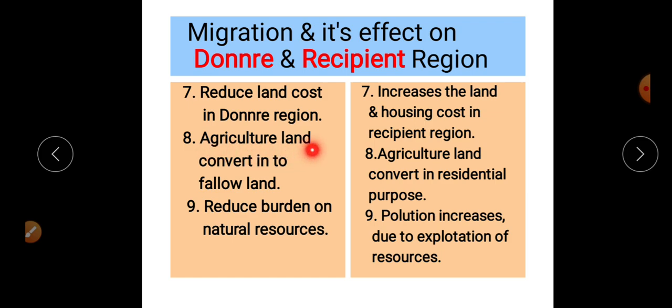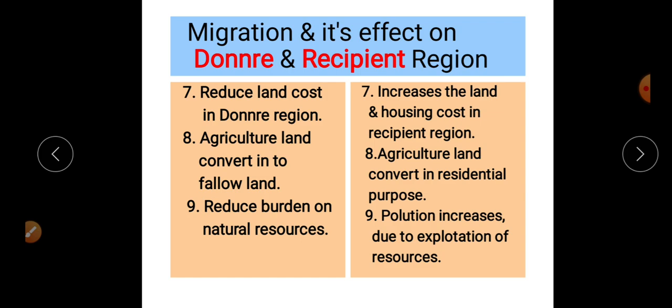Then eighth, agricultural land converts into fallow land in a donor area. The agricultural land remains totally without cultivation for more than one year only because of the lack of working force, workers, and that's why the agricultural land converts into fallow land. This is also a drawback and negative effect of out migration on a donor region.